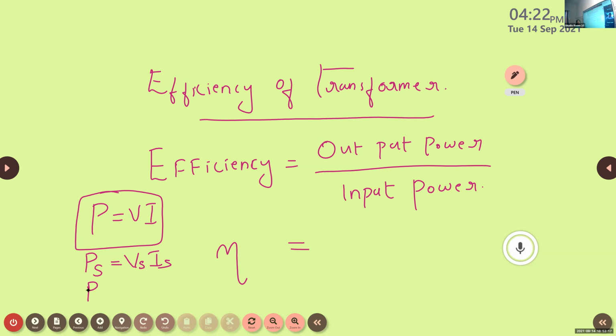Input power is given to the primary coil. So Pp is equal to VpIp. The efficiency of a transformer can be calculated by the ratio of output power to that of input power.